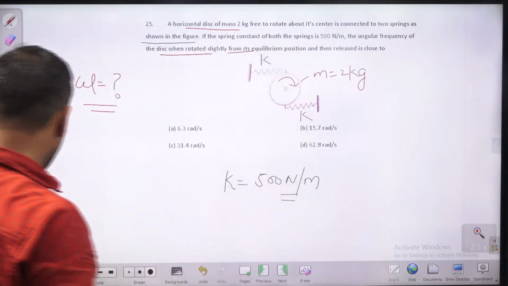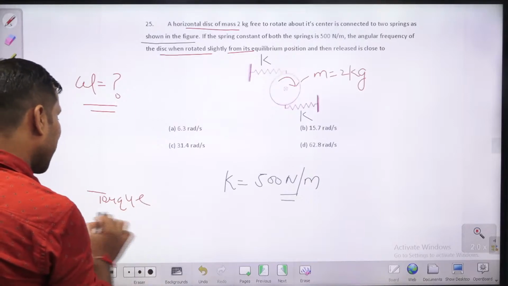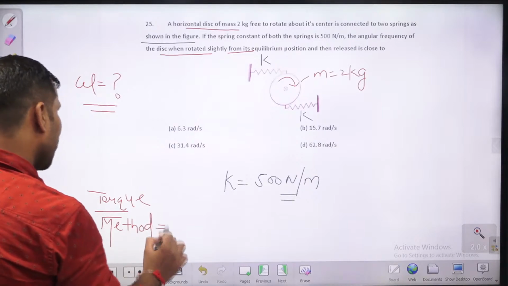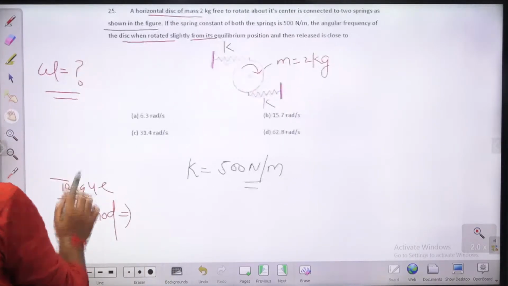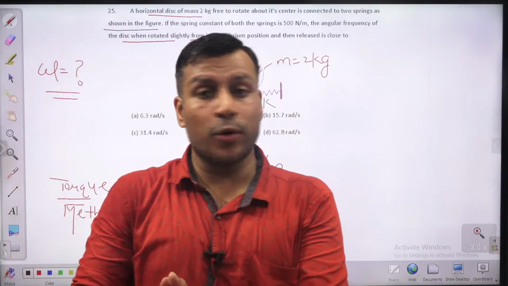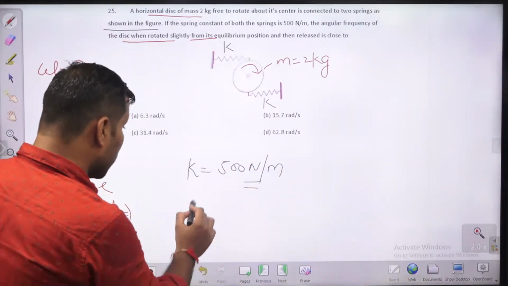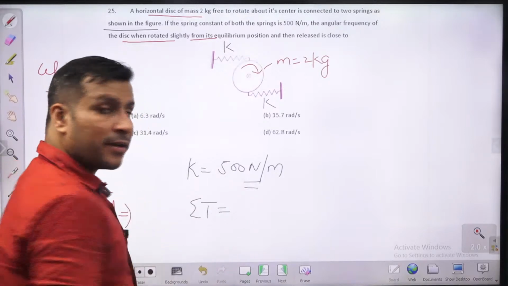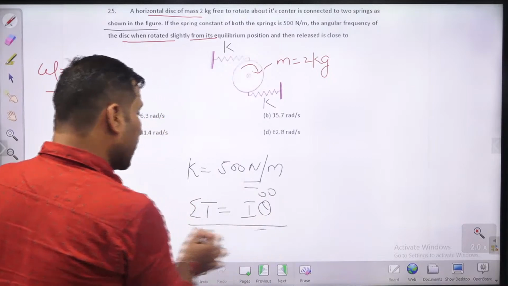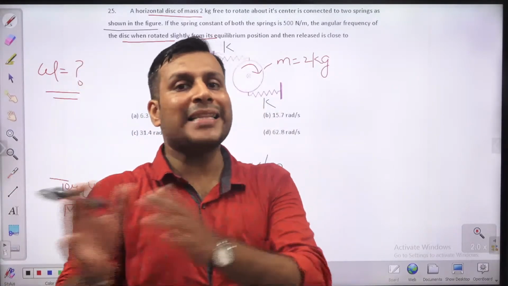So it is good to apply here the torque method, which is very similar to Newton's second law of motion. Newton's second law tells us the algebraic sum of all the forces in the direction of displacement is equal to the product of mass into acceleration. Similarly, the torque method tells us the algebraic sum of all the torques in a particular direction is equal to I theta double dot.